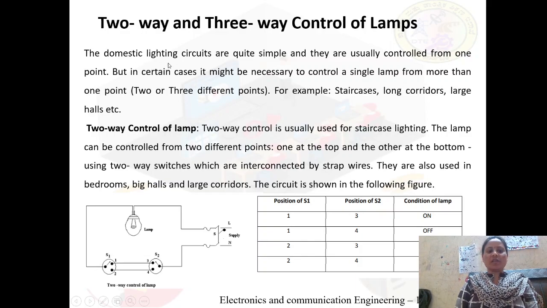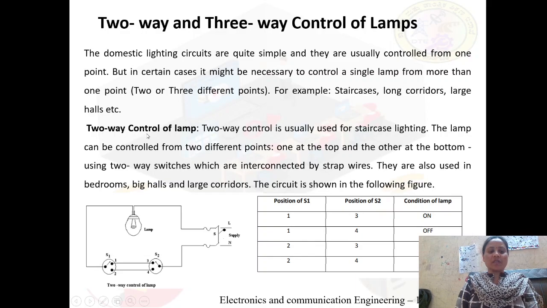So in domestic lighting circuits, where they are quite simple, they are usually controlled from one point. But in certain cases, it may be necessary to control a single lamp from more than one point, especially in staircases, long corridors, large halls, etc. In such places, we prefer to use the two-way control of lamp or the three-way control of lamp.